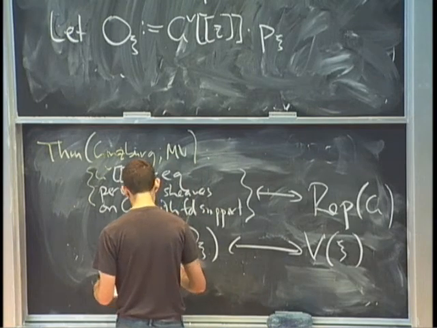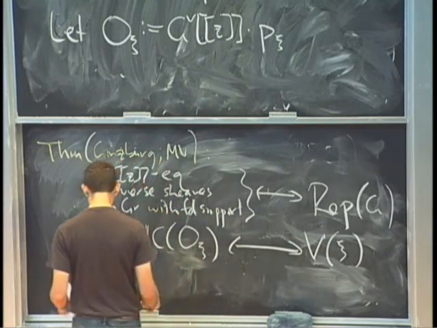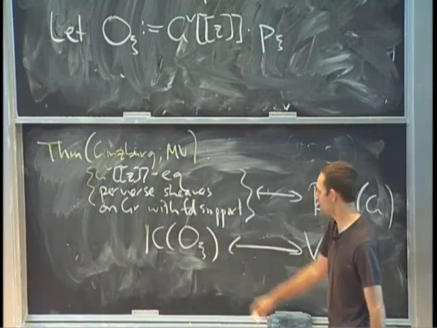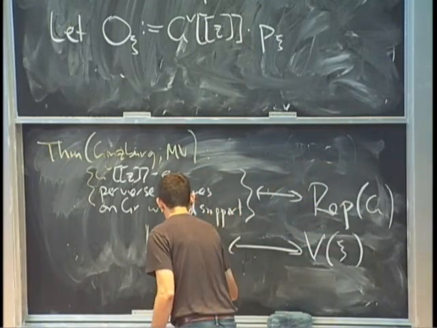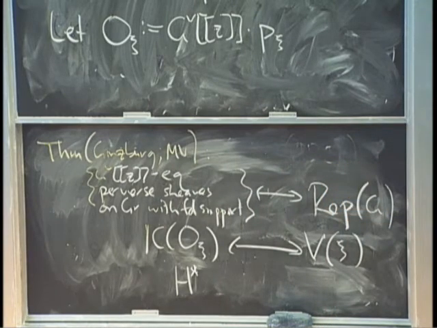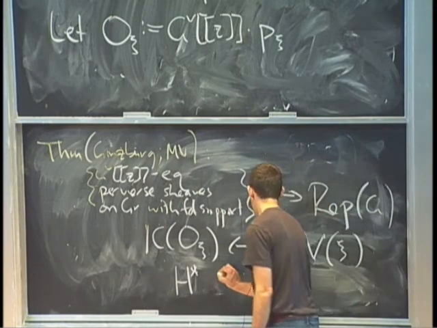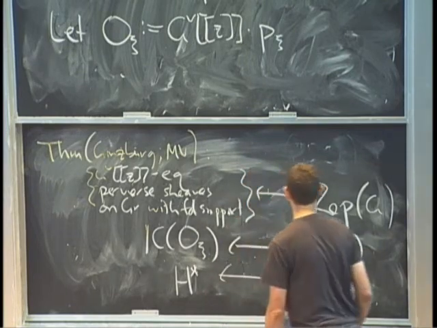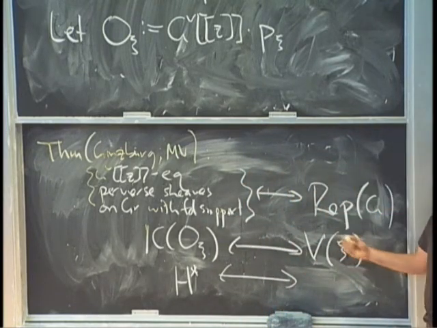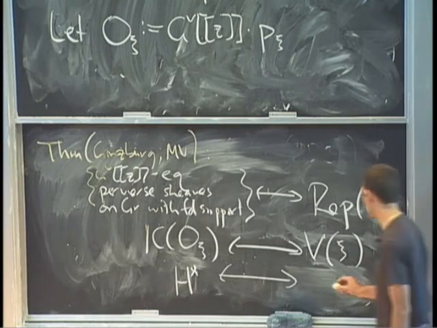Okay. And let's see. Here's a part that we haven't heard yet. Over here, I have a functor to vector spaces, which is take cohomology. Right? I can have a perverse sheaf, I can take its cohomology. That's a functor to vector spaces. What does that correspond to over here? Well, it corresponds to the functor forget the G action. I just have a vector space.